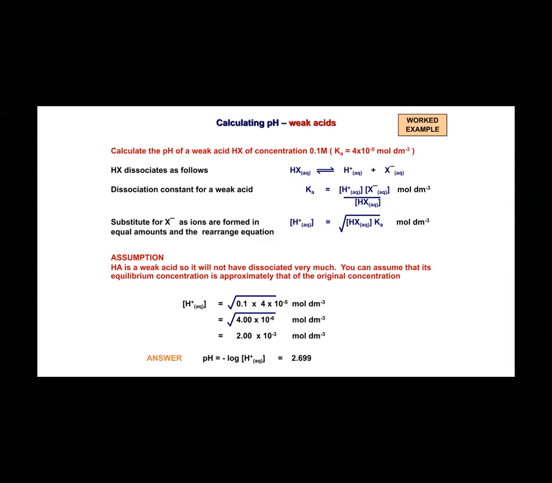Okay, here the concentration of H plus is equal to what? As you know, the concentration of weak acid is 0.1, right? Here, square root of 0.1 into the acid dissociation constant value that is given, that is 4 into 10 to the power of minus 5 moles per dm cube. Then you will get the final answer, 2.6, nothing but 2.7.